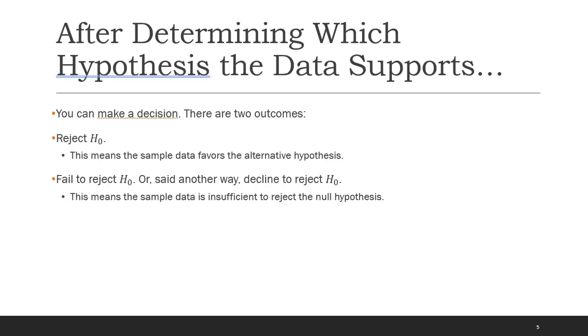After you determine which hypotheses the data supports, you make a decision, and from there are always just two outcomes. You either reject H naught, which means that the sample data favors the alternative hypothesis, or you fail to reject. Another way to say that would be you decline to reject. And this means that the sample data is insufficient to reject the null hypothesis. Now, notice this says nothing about accepting anything. It's either reject or fail to reject. This language is pretty important across all statistics classes, so you want to notice this exact language right out of the gate.